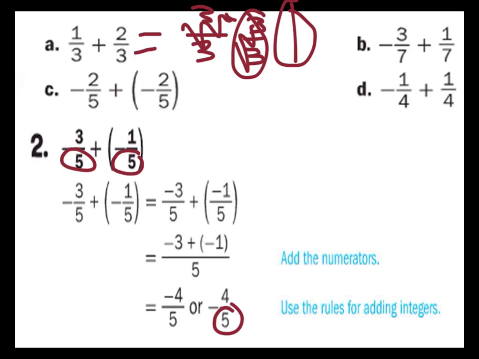Would someone like to do B, please? Who would like to do B? Let's have Davis. All right, here you go, Davis. You have to do the same thing, you know. High pitch.